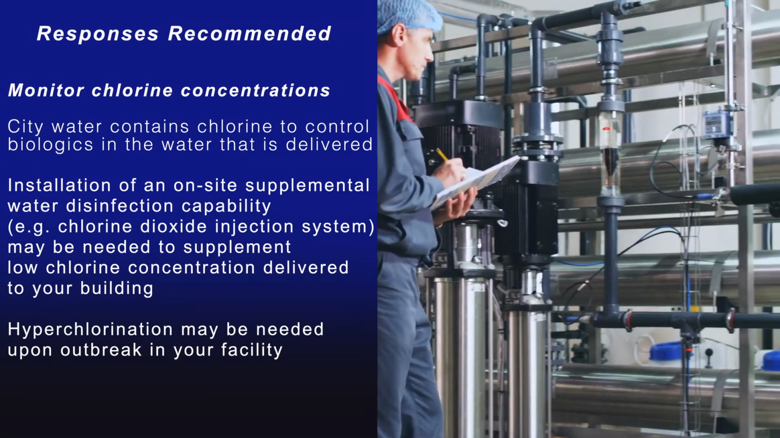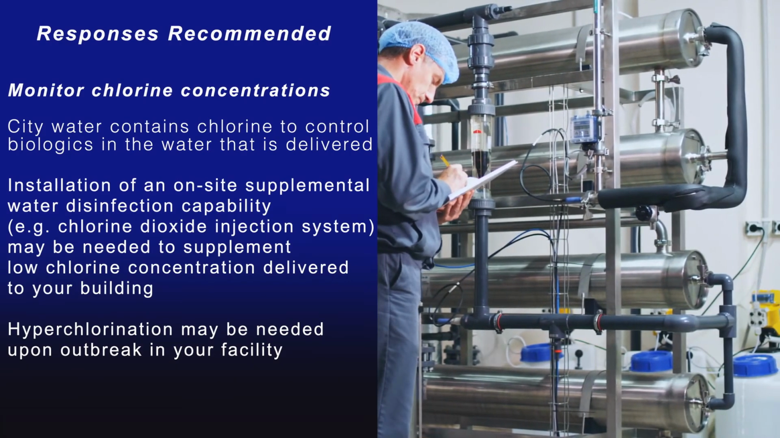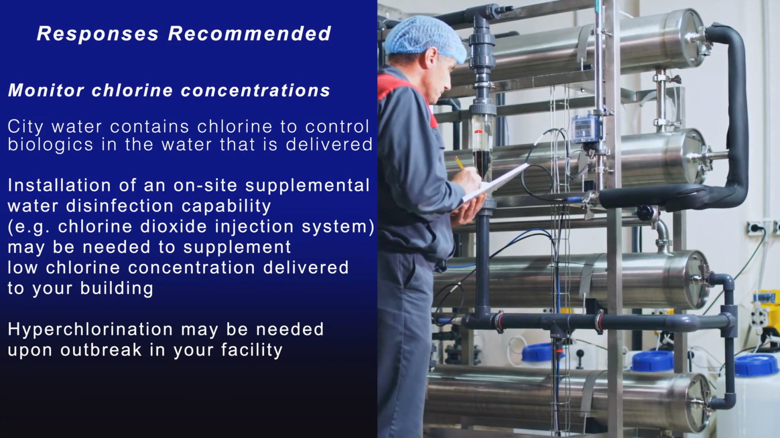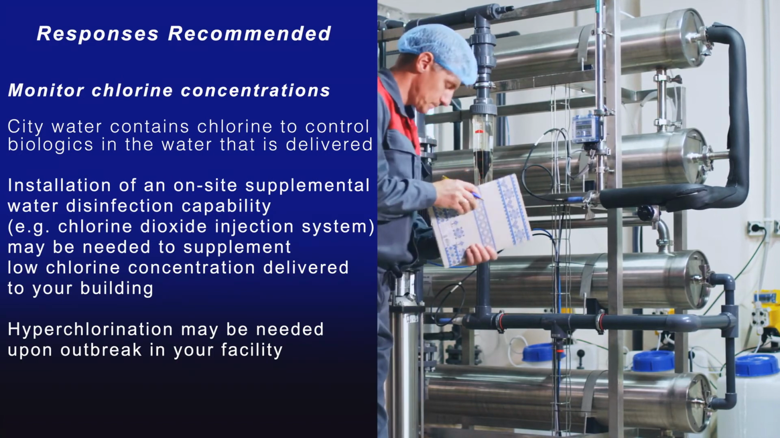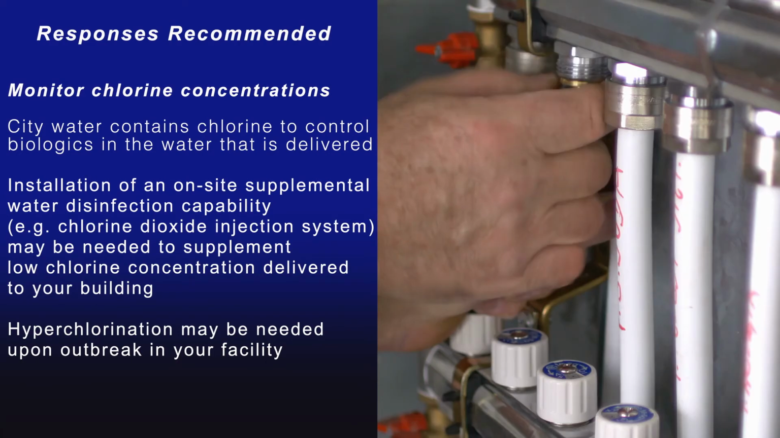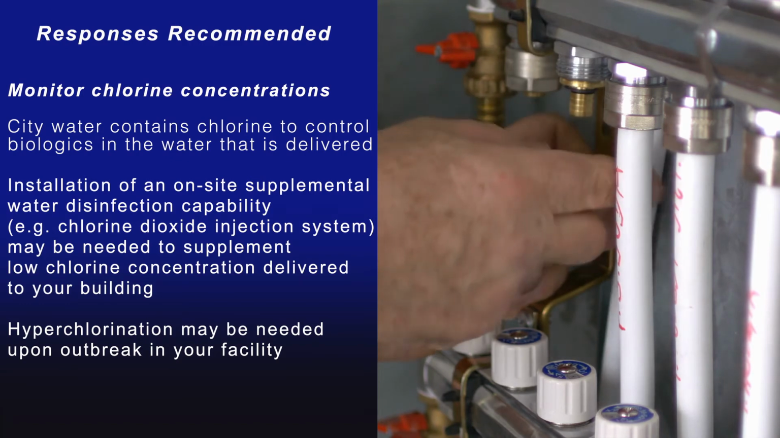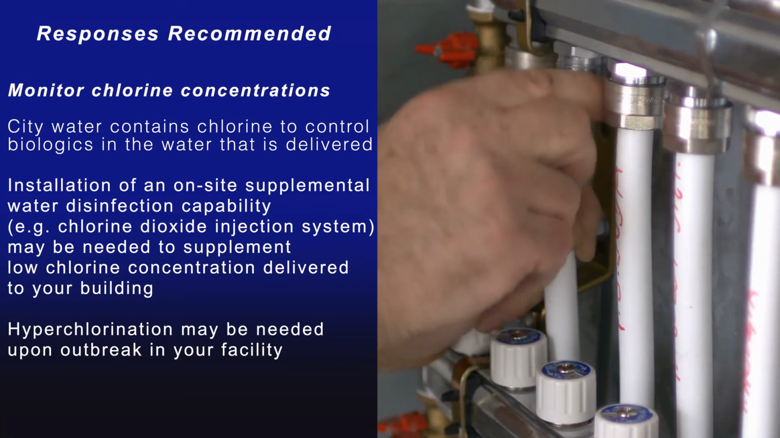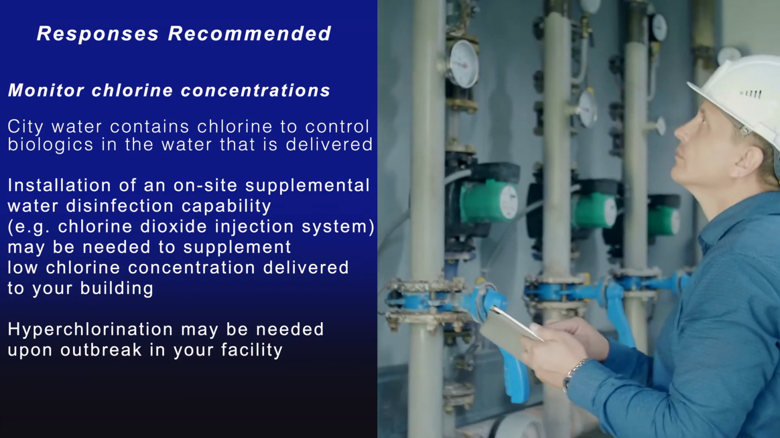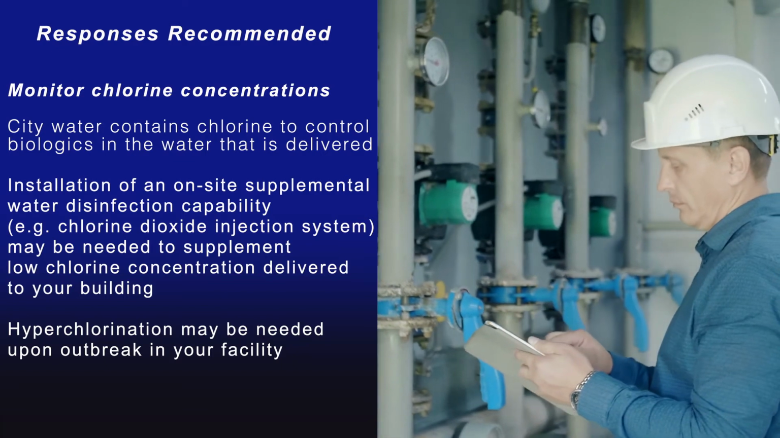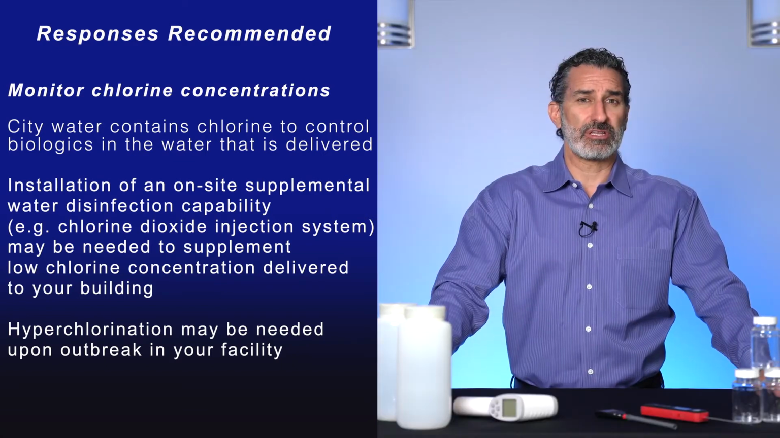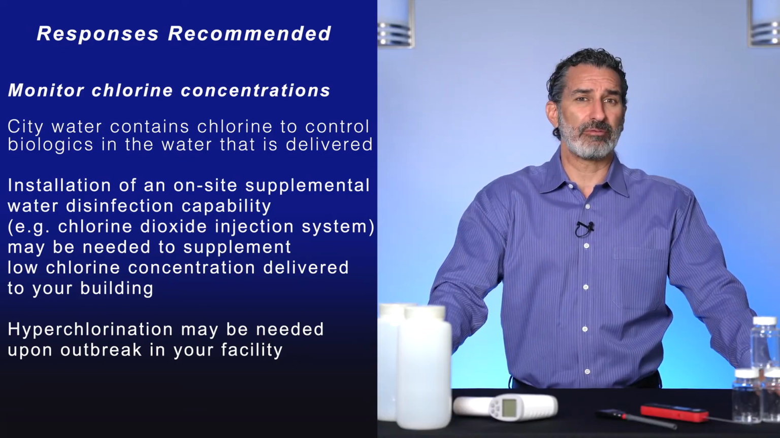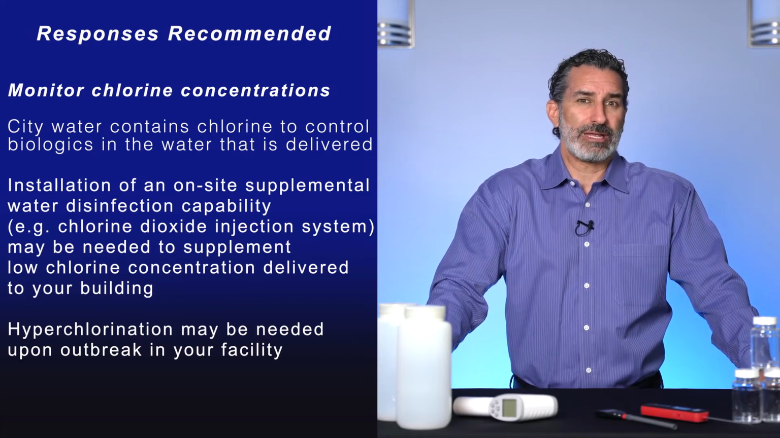Generally, your water provider is going to be adding chlorine to the water system. However, sometimes you may need to supplement that chlorination by adding an on-site chlorine injection system or other disinfecting tool to supplement what's coming from the municipality or the water district. If there is an outbreak in your facility, you may add chlorine in what we call hyperchlorination. You may shock treat your plumbing system.